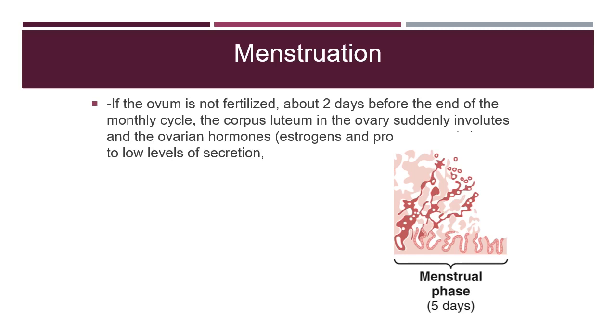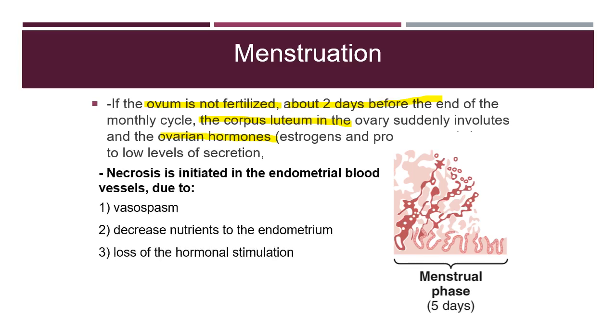The last phase or stage of the endometrial cycle is the menstruation phase. If the ovum was not fertilized, about 2 days before the end of the monthly cycle, the corpus luteum will involute and the ovarian hormones will decline to very low levels. And that will start necrosis in the endometrial blood vessels due to different factors.